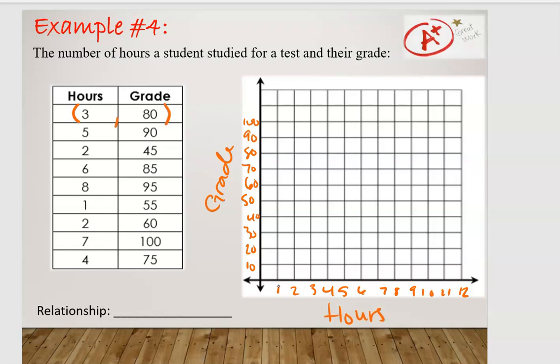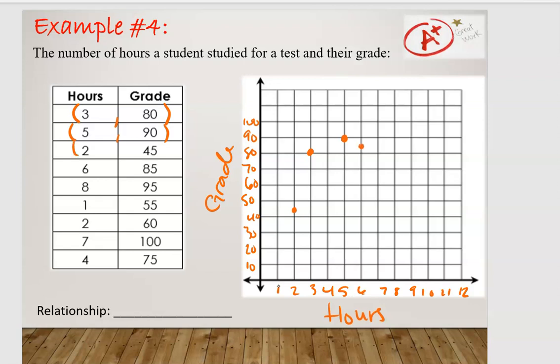And now for each of these data points, we just treat it like an ordered pair. So the first point that I'm going to plot is (3, 80). So I'm going to go right 3 and up 80 and plot that point. And I'm going to do the same for the rest of the data points that we have here. I'm going to go 5 to the right and up to 90, 2 to the right and 45, 6 and 85.